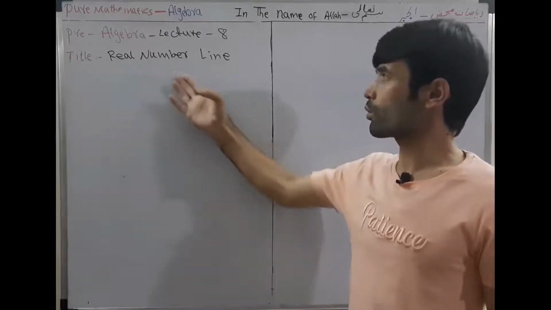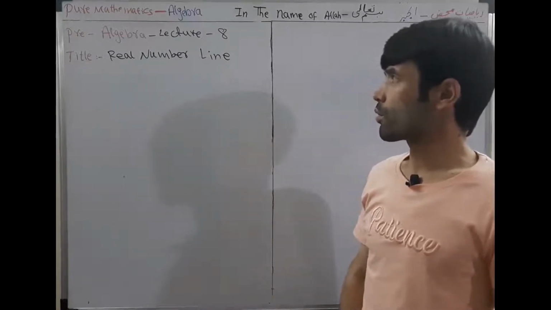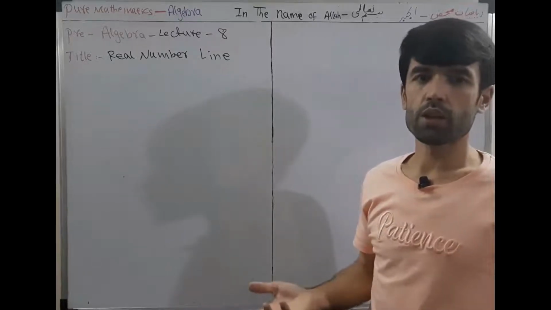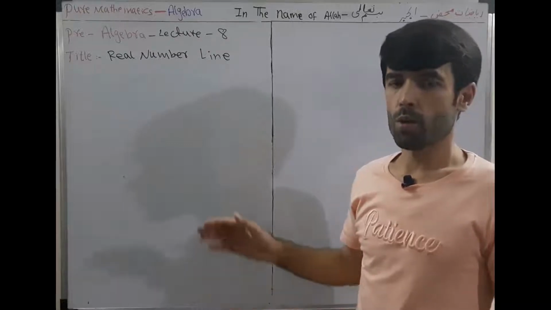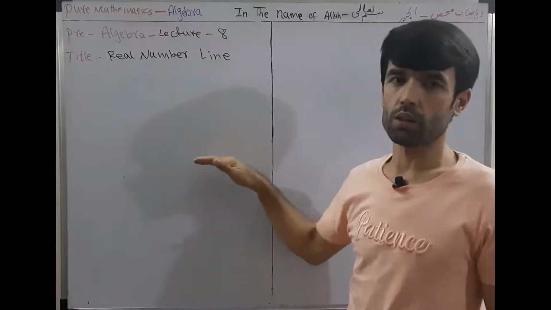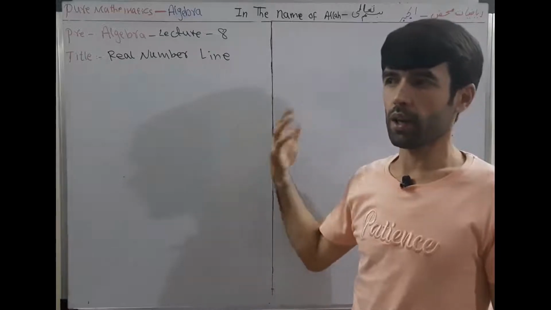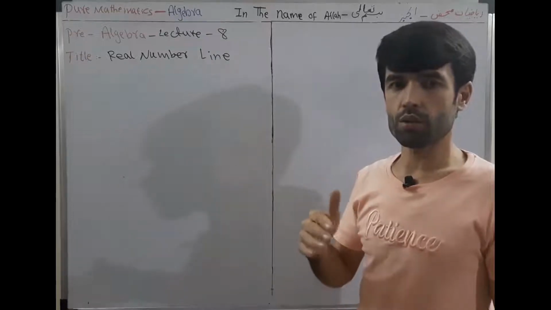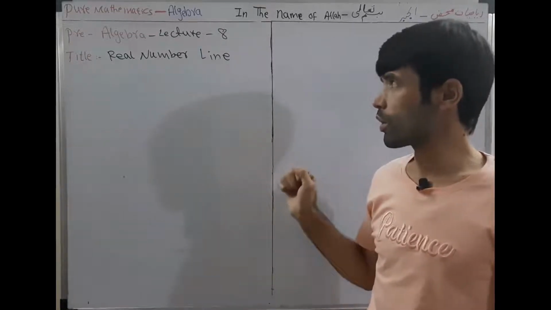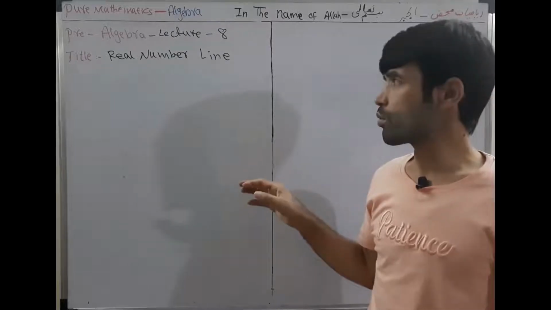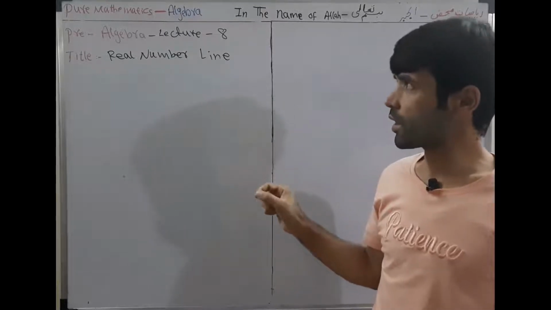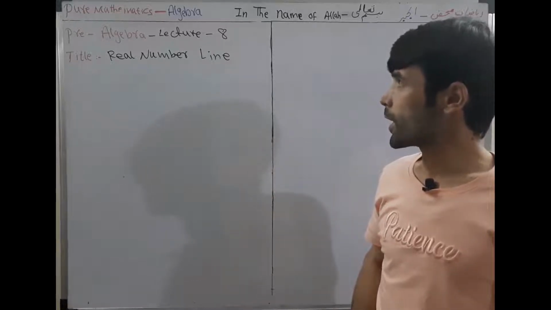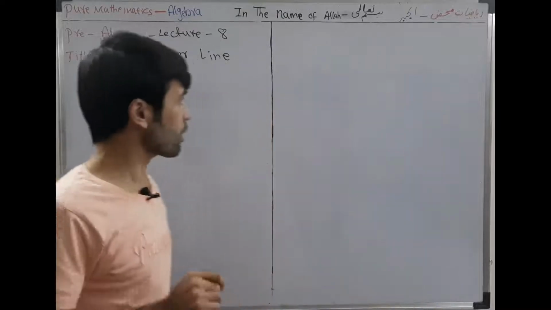In this lecture we want to introduce the real number line. It is very important when we study real numbers and algebraic numbers, because in so many branches of algebra, in graph theory, everywhere we can use it, especially in intervals. So we are going to explain this concept, the real number line.